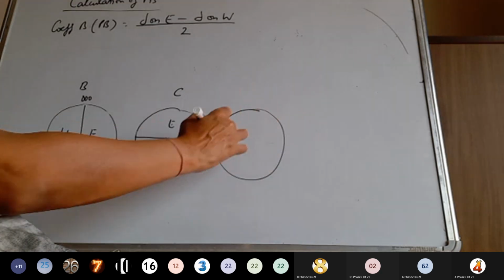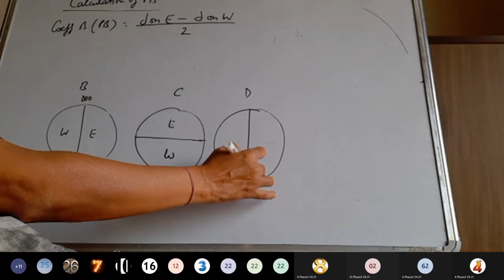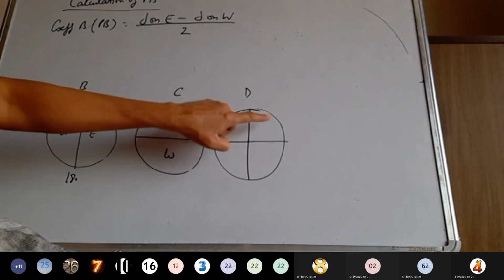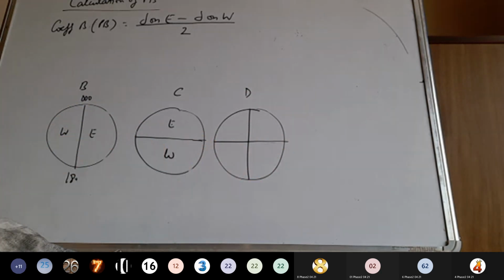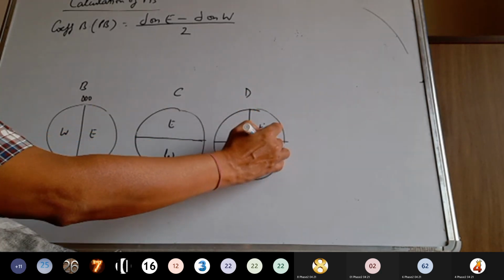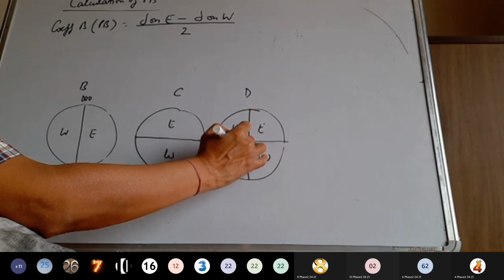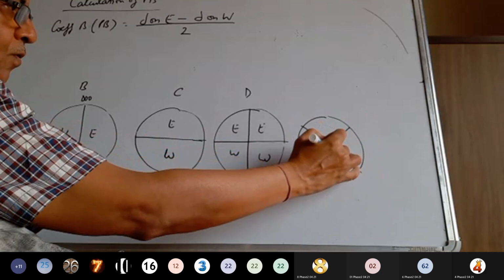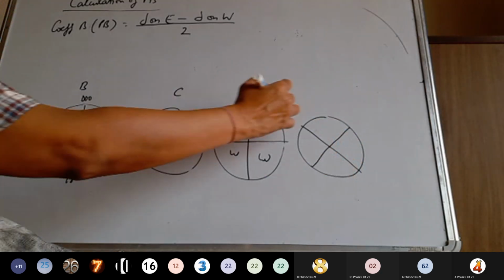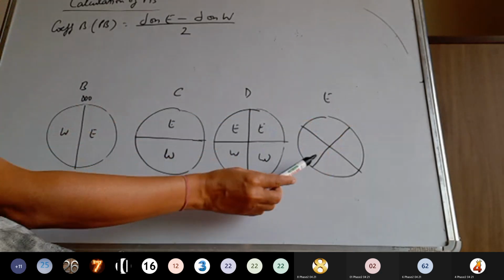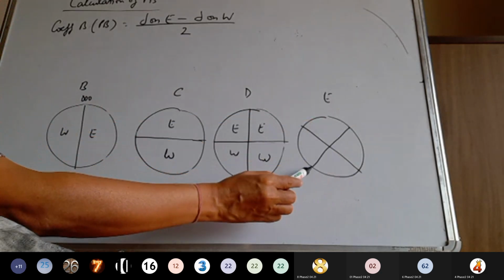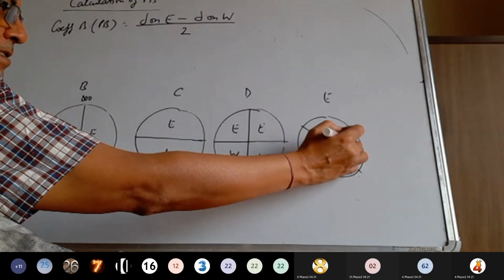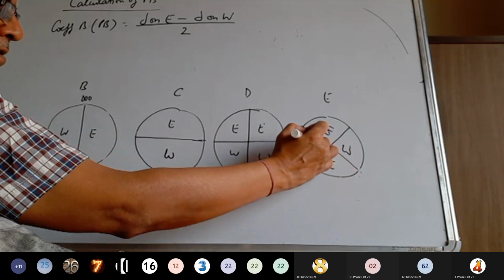Then we can draw for coefficient D. For coefficient D, the deviation is 0 on these 4 headings: northerly heading, easterly heading, southerly heading, and westerly heading. And here it is east, west, east, and west. And lastly, coefficient E. Coefficient E is like this. The deviation due to coefficient E is 0 on 4 headings: northeast, southeast, southwest, northwest. So on these 4 headings, the deviation is 0. And then we can write here east, this is west, this is east, and this is west.